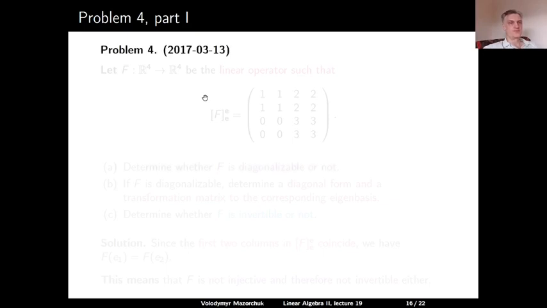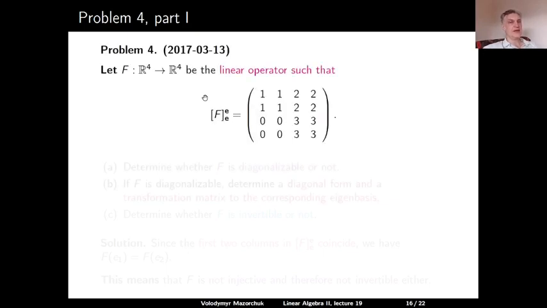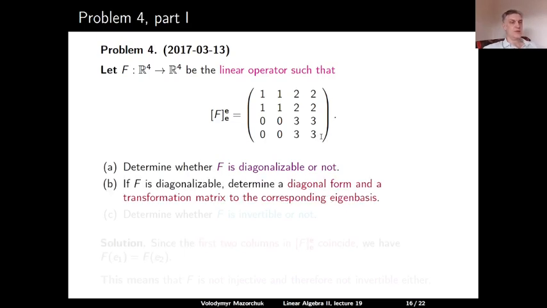Problem 4. Let f be a linear operator from R4 to R4, which has the following matrix in the standard basis. So the matrix is 1, 1, 2, 2, 1, 1, 2, 2, 0, 0, 3, 3, 0, 0, 3, 3. A. Determine whether f is diagonalizable or not. B. If f is diagonalizable, determine a diagonal form and the transformation matrix to the corresponding eigenbasis. C. Determine whether f is invertible or not.